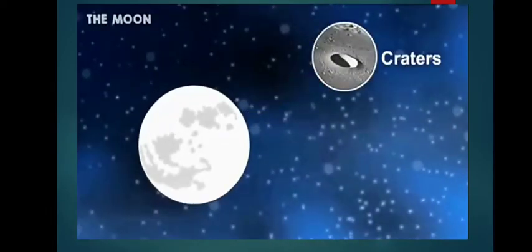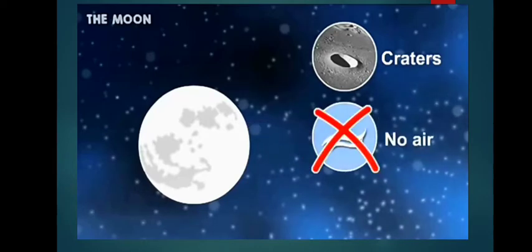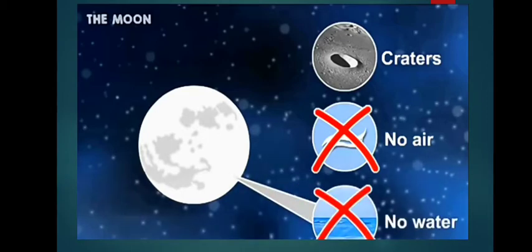Okay, see, how is the moon? The moon has rough patches, it has craters, and it doesn't have any air, so there is no life, no oxygen, no water, so you can't survive on the moon. But there are people who have been to the moon, okay, astronauts.